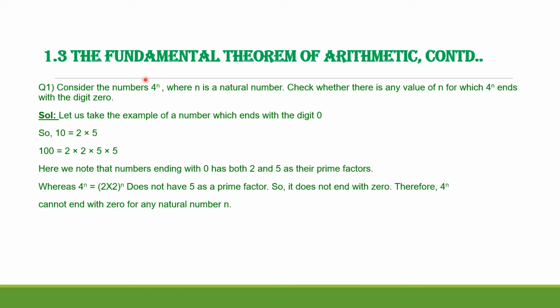Now let's go to this question, where it's asking whether we can represent 4^n as a number ending in digit 0. 4^n we can represent as 2 into 2 power n, that is, 2^(2n). It does not have 5 as a prime factor. If you notice here, it just has 2, it doesn't have 5. So we can say that it does not have 5 as a prime factor. For a number to end with 0, it should have both 2 and 5 as factors. Therefore, 4^n cannot end with 0 for any natural number. Let's take another example. Go to the next slide.